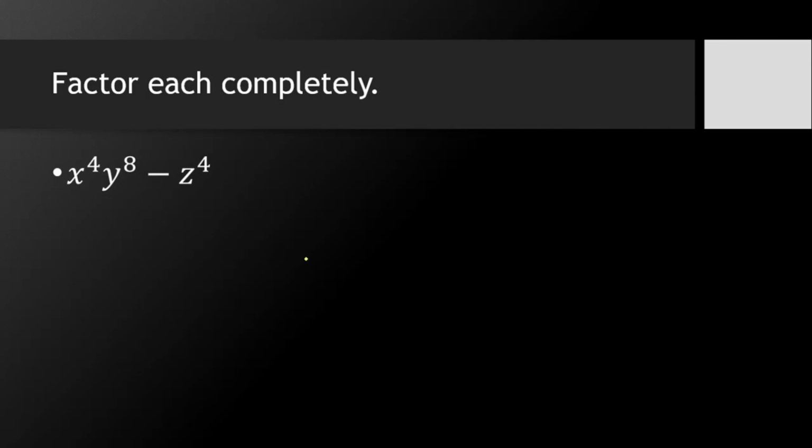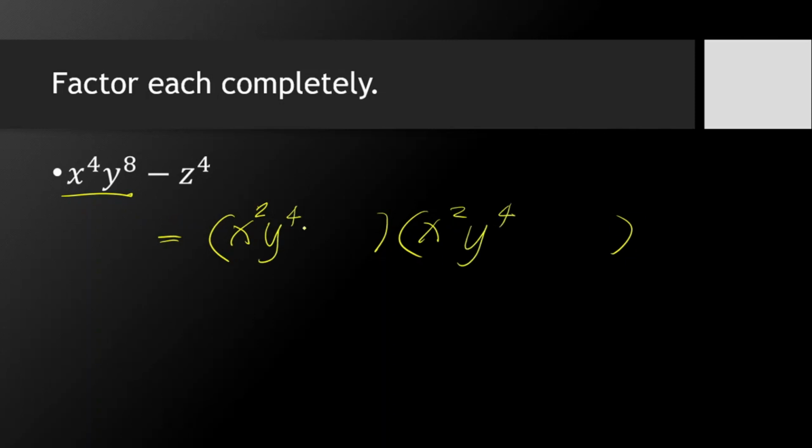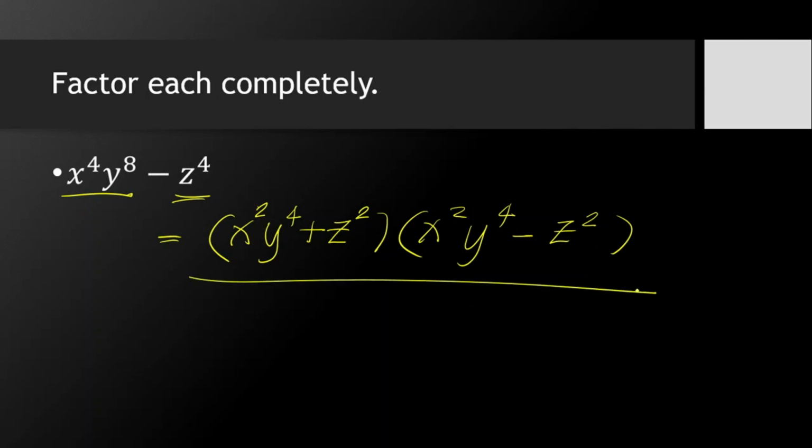are of variables, just like this: x raised to 4, y raised to 8, minus z raised to 4. So let's see. Okay, prepare the two parentheses. Get the square root of this. For the x variable, we have x squared. For the y variable, we have y raised to 4. And then affix the plus and minus sign. Then proceed to obtaining the square root of the second term, z squared. So as simple as that, we have now obtained the factored form of the given binomial.